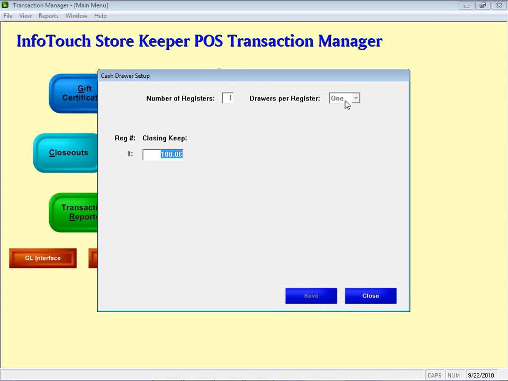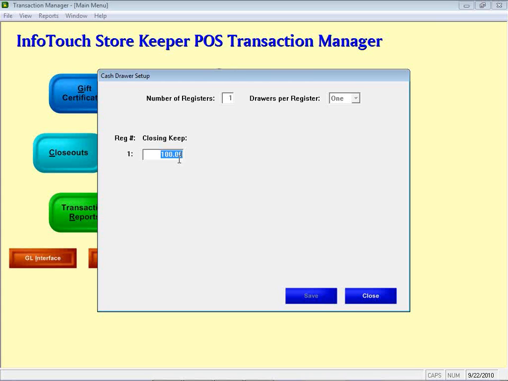So for each of your registers, you can decide what the closing keep is. Okay, what is the closing keep? It is our term, at least, for the amount of money you typically leave in the cash drawer at the end of a shift. And in most stores, that's a constant amount. So something like $100 or $200. So when I am a clerk and I'm doing my shift closeout and I'm counting up my money in the drawer, I leave $100 or whatever that amount is in the drawer for the next person.